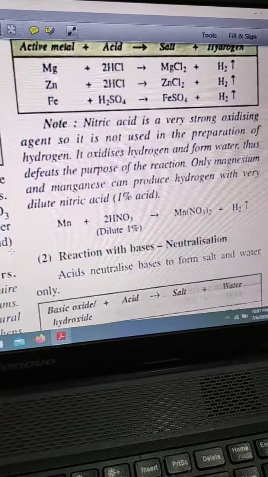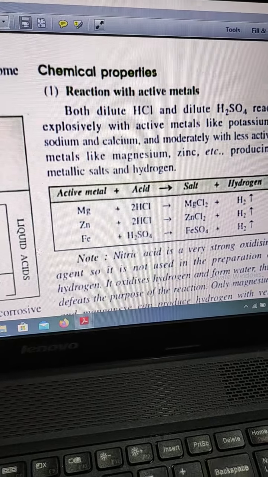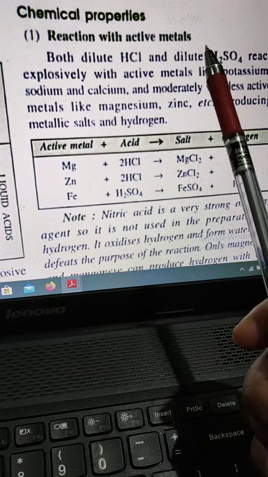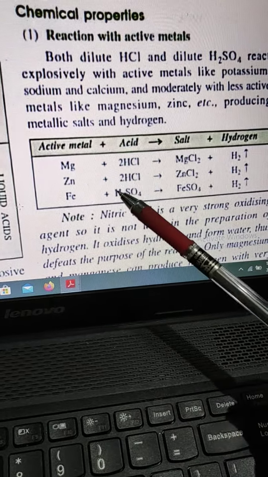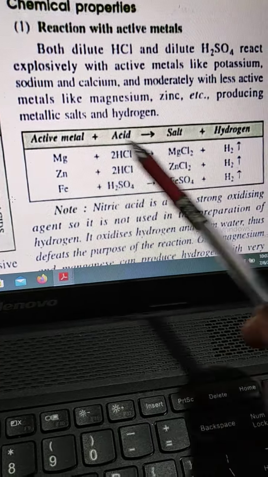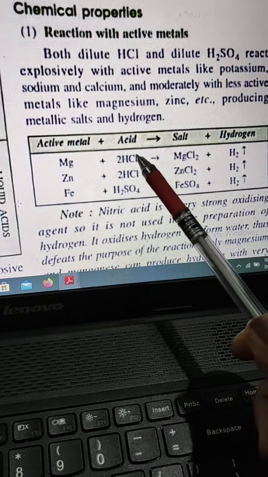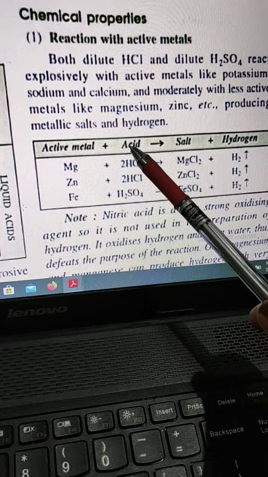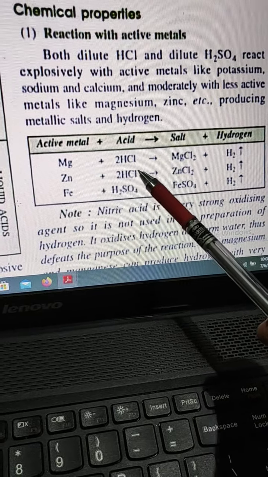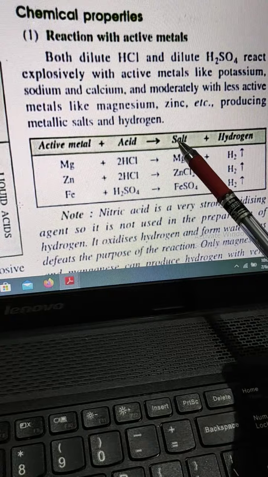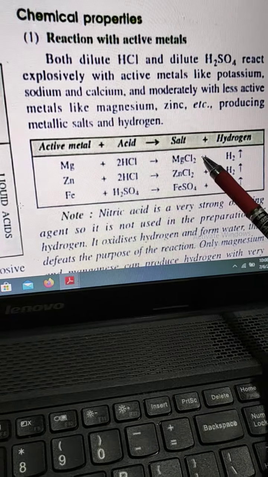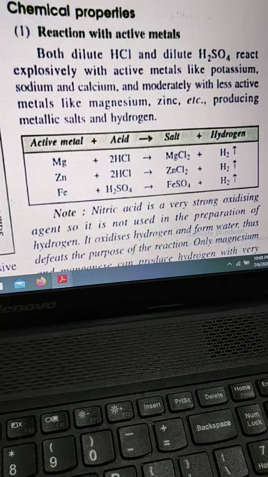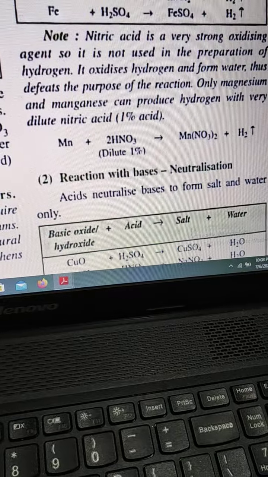Now we are going to see the chemical properties or chemical reactions of acids. First is reaction with active metals. That means what will happen when acids react with active metals. This is the general equation: active metal plus acid gives salt and hydrogen. For example, if you take magnesium with dilute HCl, it is going to form a salt, magnesium chloride, MgCl2, plus hydrogen. Similarly, zinc plus HCl will give you zinc chloride plus hydrogen. So this is the reaction of active metal with acid.